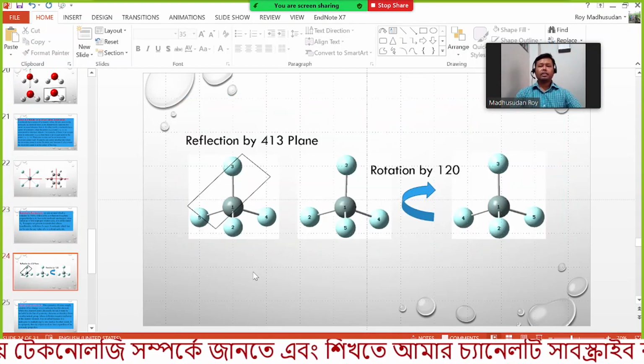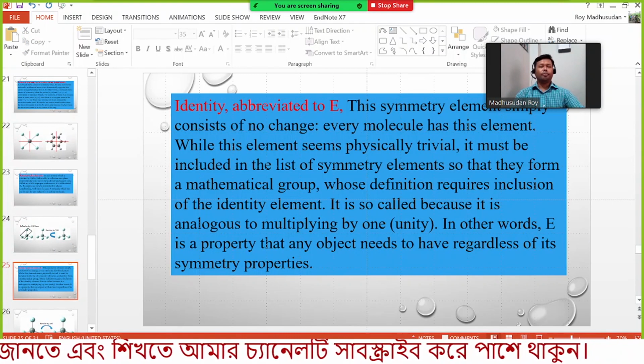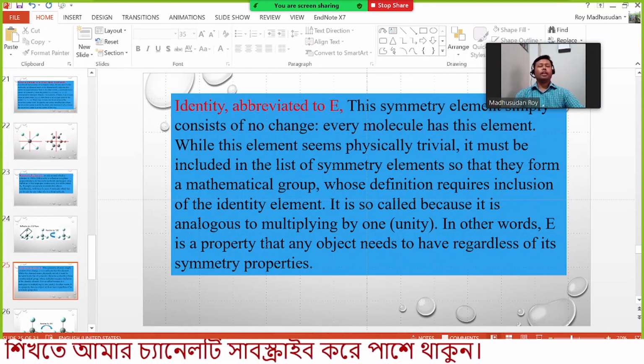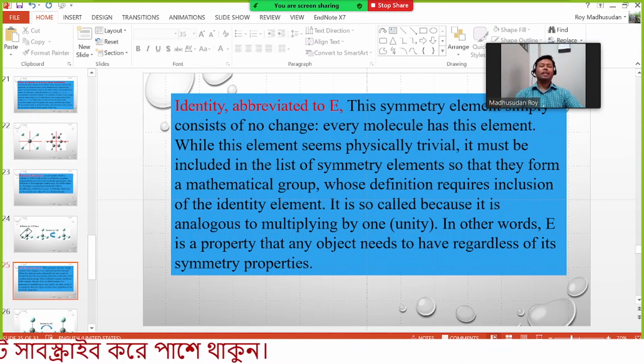However, the last one, identity, I have already mentioned. The identity operation: if a molecule does not have any operation, or you just rotate by 360 degrees, in that case you will get the identical structure of the previous molecule, that is known as identity.